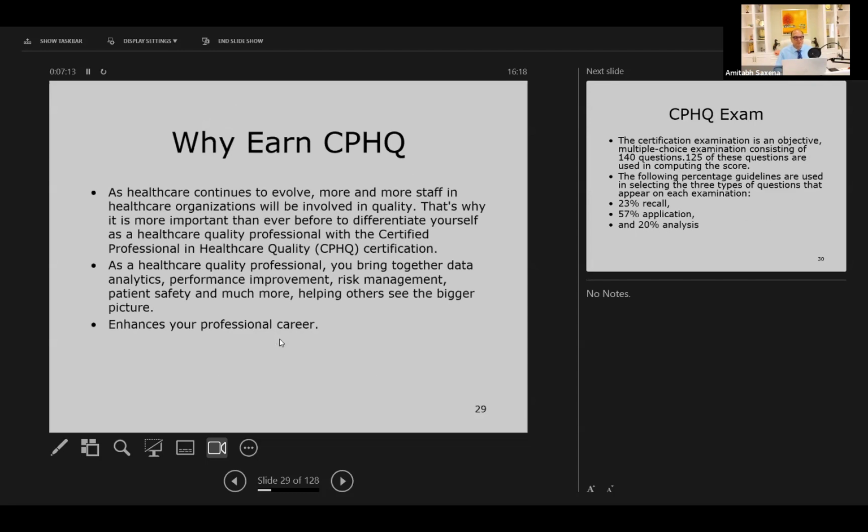Why you should earn a CPHQ? Because it really adds to your career, and around 30 to 40% increase in salary is observed if you are CPHQ certified. It is sometimes a mandatory certification for some of the job roles in healthcare.